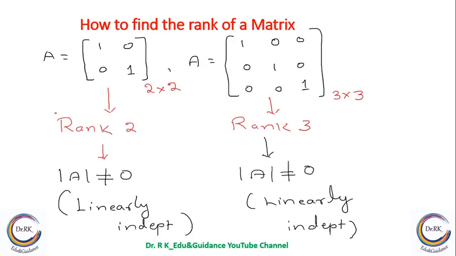So another example, in the same way. If we go for a similar matrix, the identity matrix of order 3, that is 1 0 0, 0 1 0, 0 0 1, right? So 1 0 0 is the first vector, 0 1 0 is the second vector, and this is the third vector along the z axis.